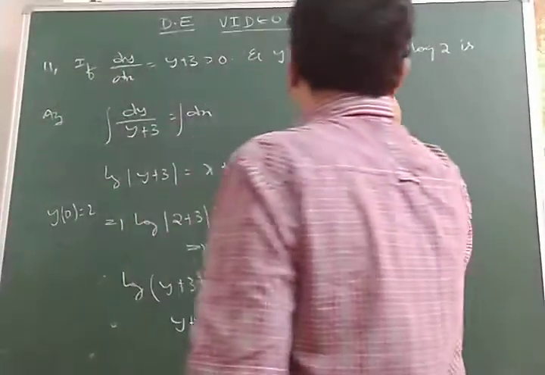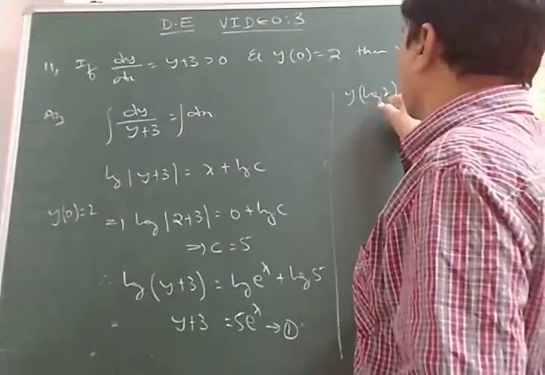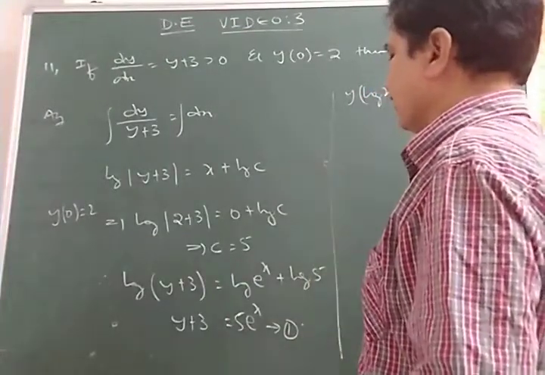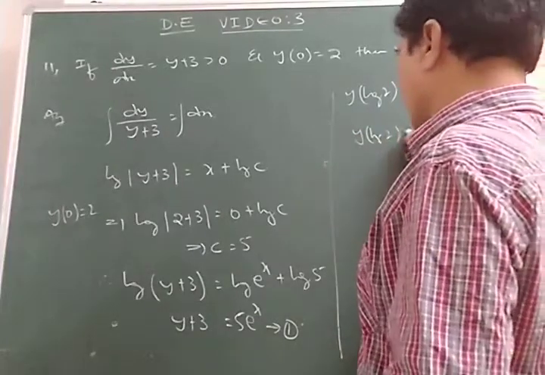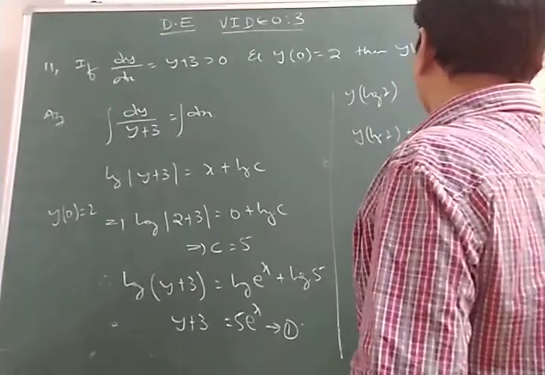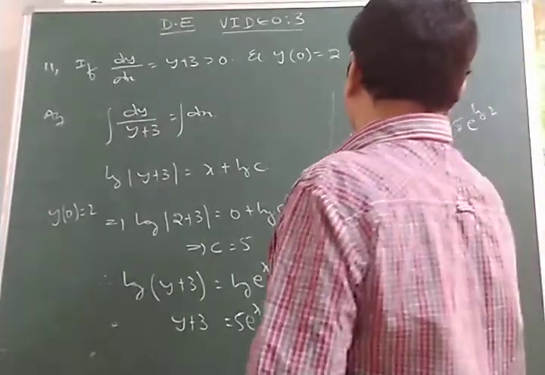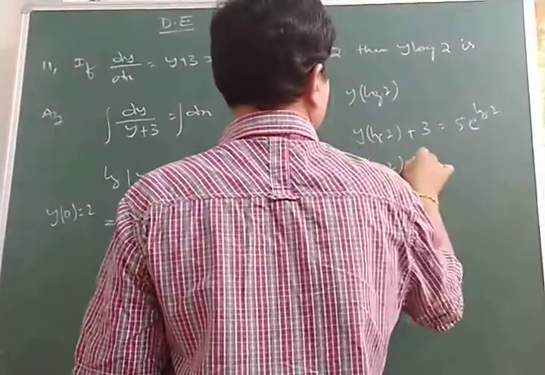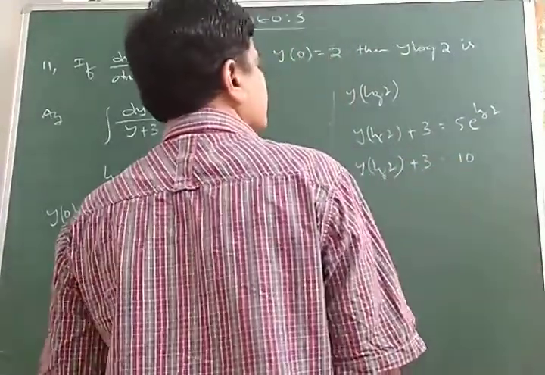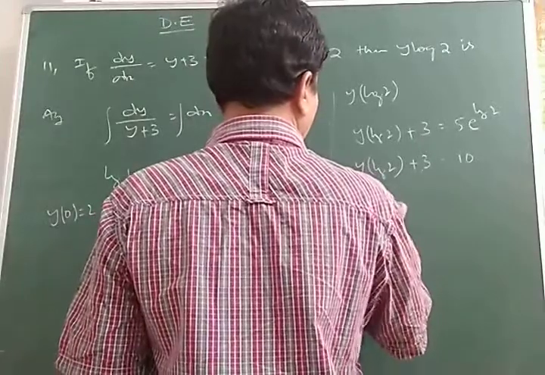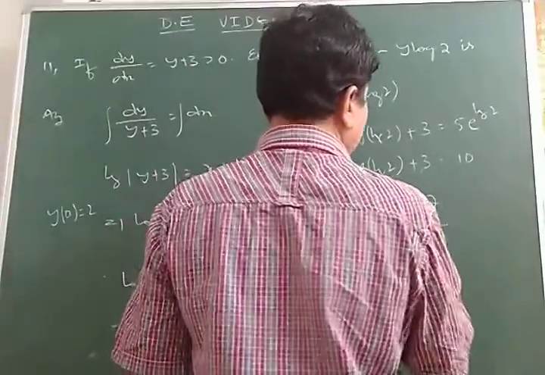Now y(log 2) is, when x = log 2, what is the value of y? So y(log 2) + 3 = 5 e^(log 2). That means y(log 2) + 3 = 10. So y(log 2) = 7 is the answer.